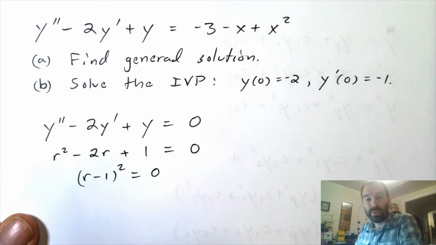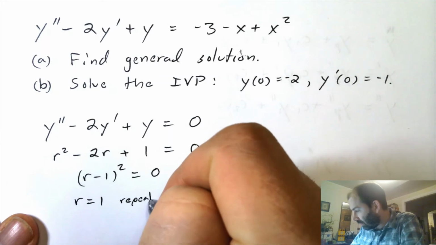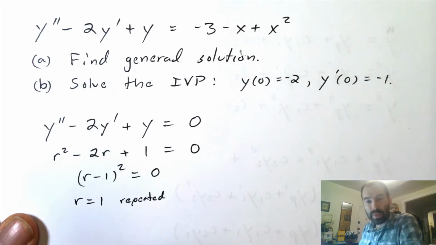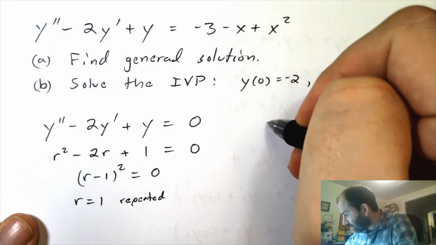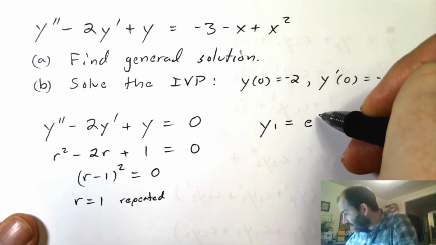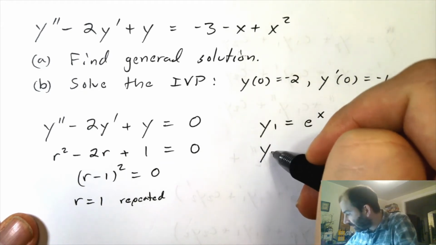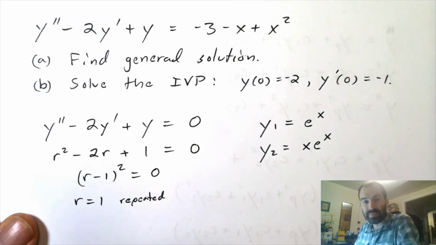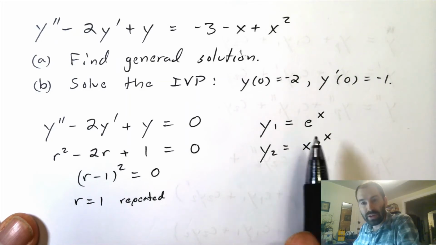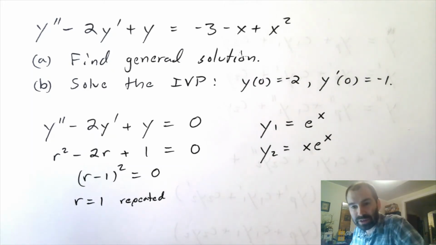Oh, look, we have a repeated root, right? r equals 1, repeated. So when we have a repeated root, we know the solutions are e to the rx, so that's just e to the 1x, and x times e to the 1x. If you don't believe it, go ahead and check them. You'll see they do indeed solve this differential equation. Okay, so there we have our two complementary solutions.